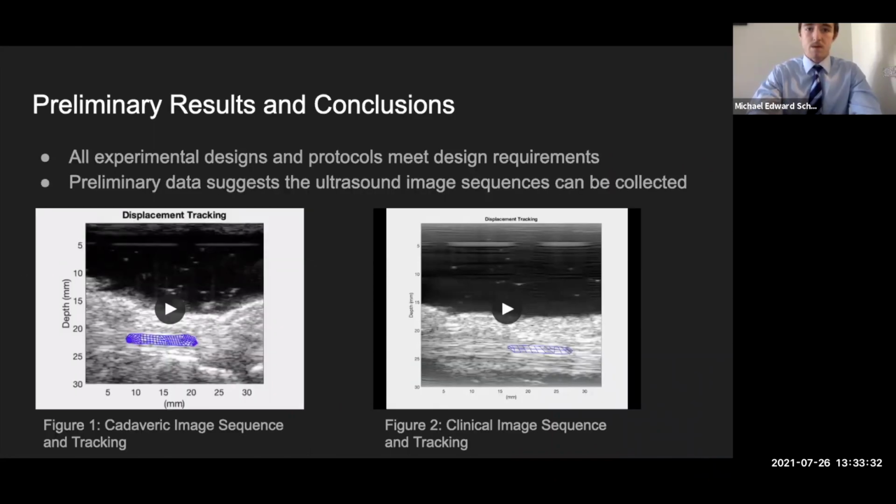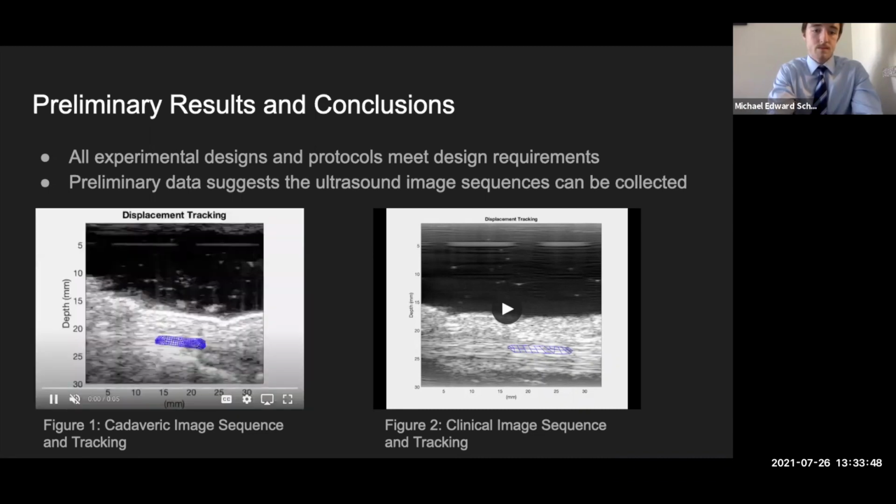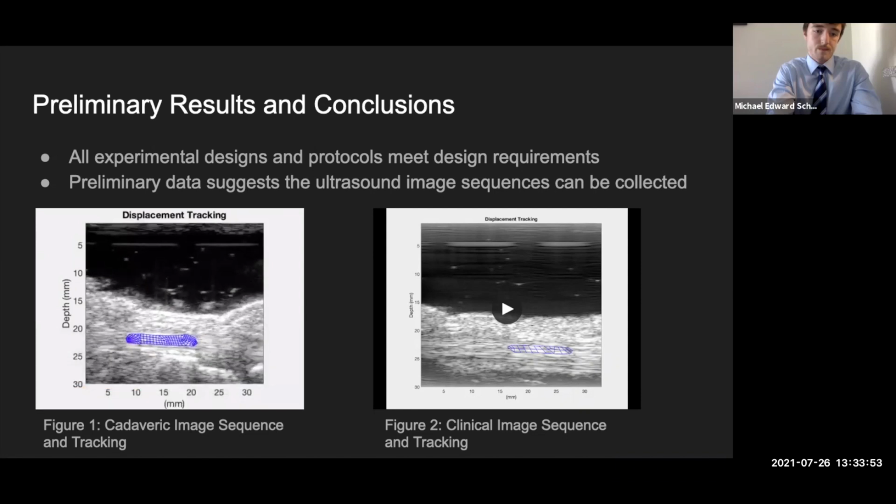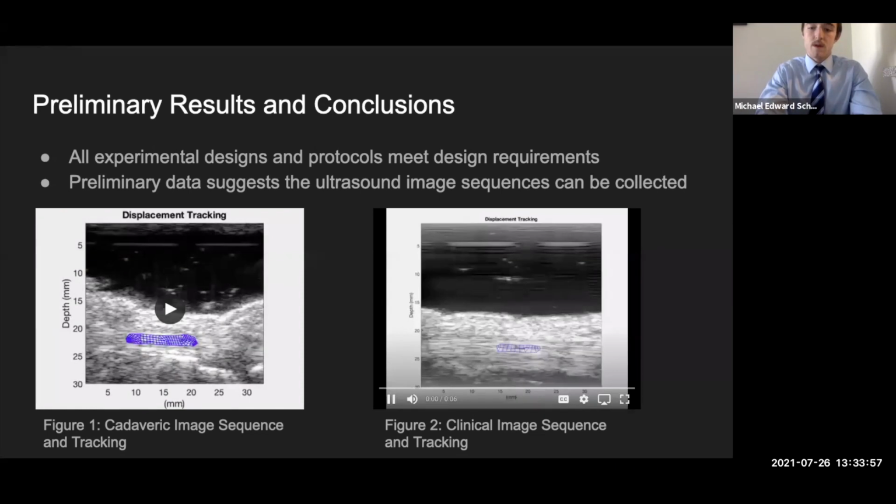Here are some preliminary results and conclusions, which proved to be pretty promising. All the experimental designs and protocols met requirements, and the preliminary data suggests that the ultrasound image sequences can be collected. Here's an example of the cadaveric image sequence. And here's an example of the clinical image sequence with tracking.